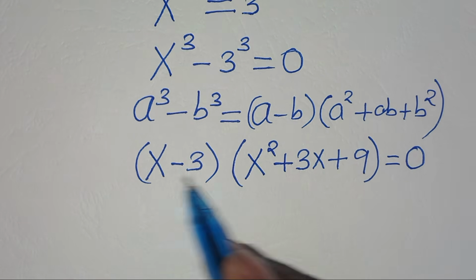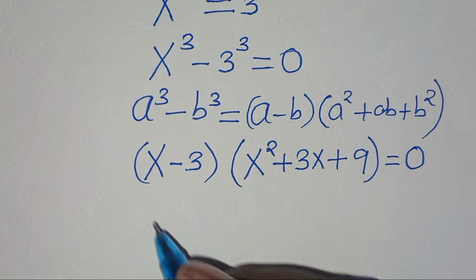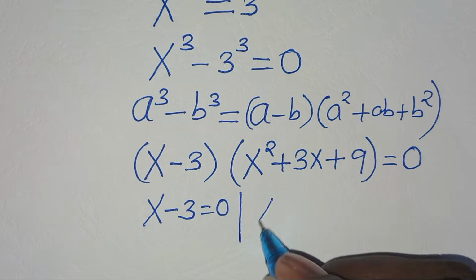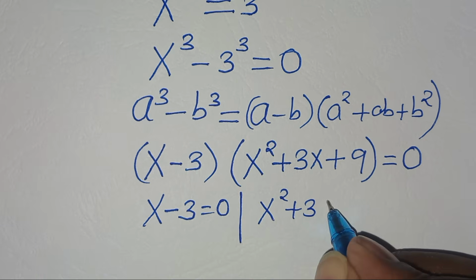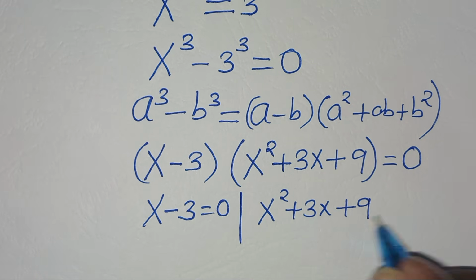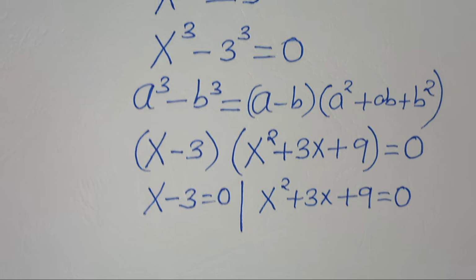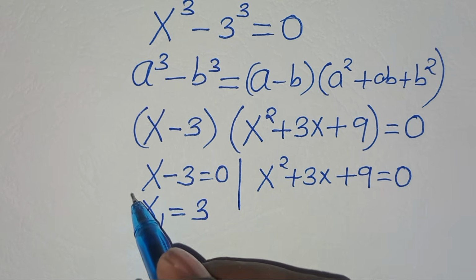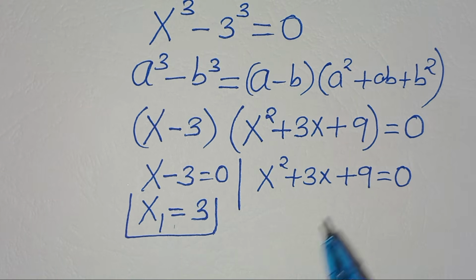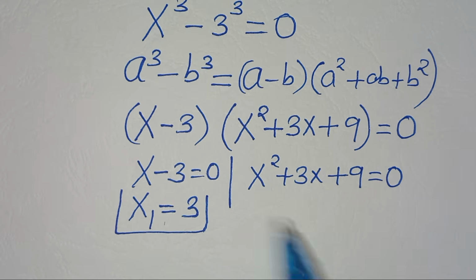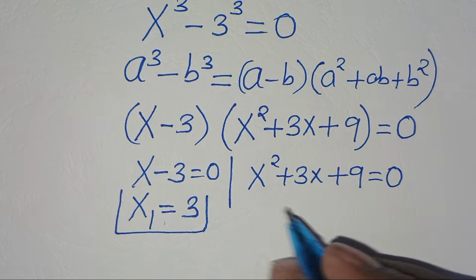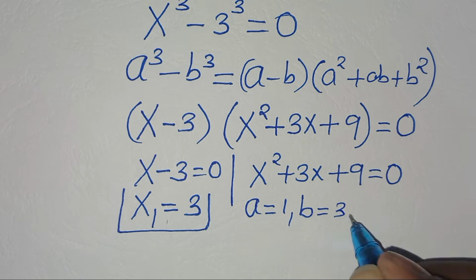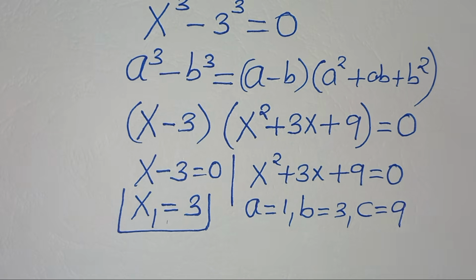Now, this means that we have got two parts. We have x subtract 3 equal to 0, then we have x to the power of 2 plus 3x plus 9 equal to 0. From the first part, we have x1 equal to 3. This is a real solution. Now, from the second part, we have a quadratic equation where a is equal to 1, b is equal to 3, and c is equal to 9.